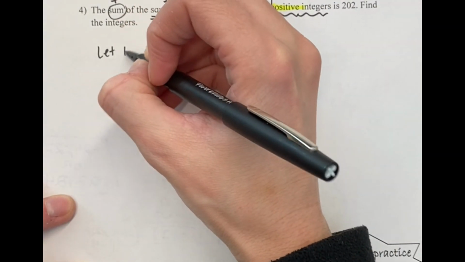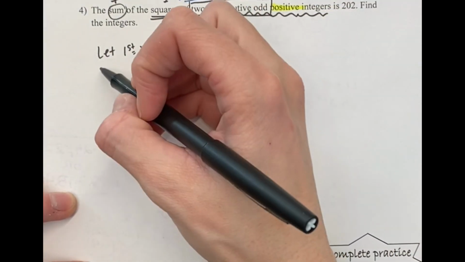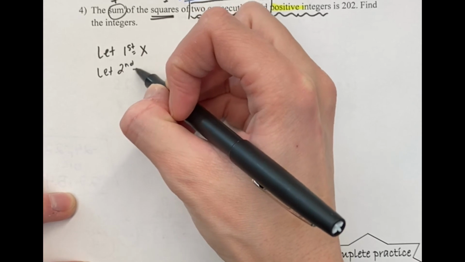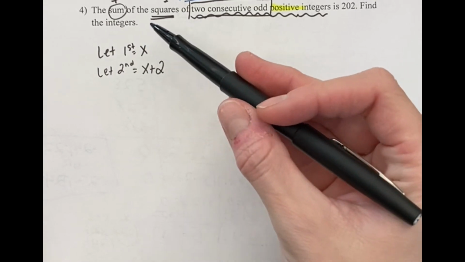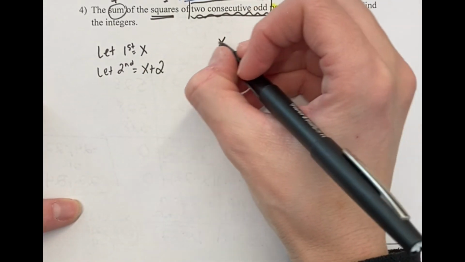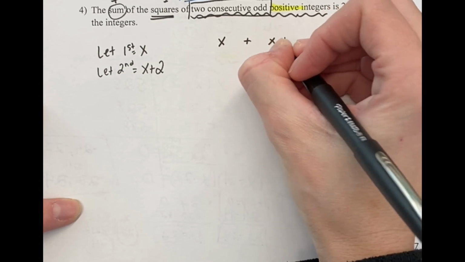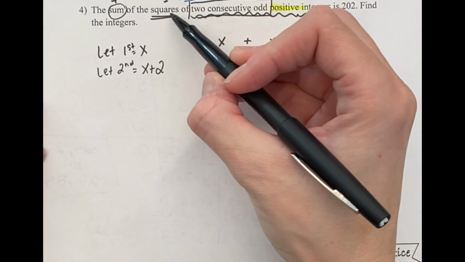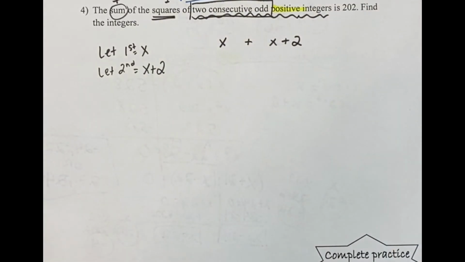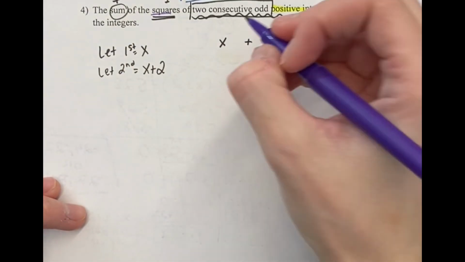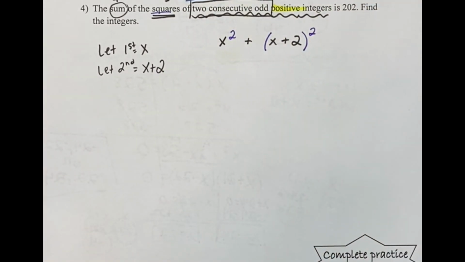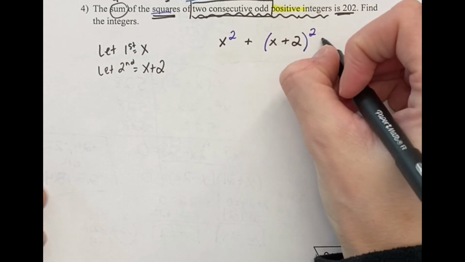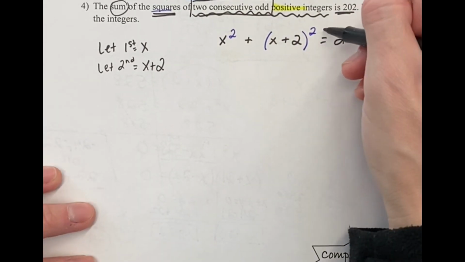So we don't know what the first integer is, so we're going to let the first one be x. And then the next one, if we're talking odd integers, the next integer is going to be x plus 2. So now it's saying the sum, so we're going to add the squares of each of these. So I'm going to square the x, and then I need to take the x plus 2 and square that as well. It says that sum is 202, so that must equal 202.